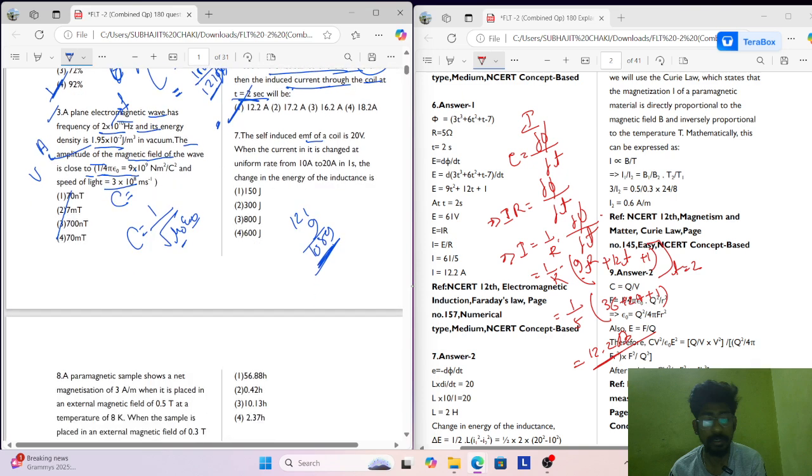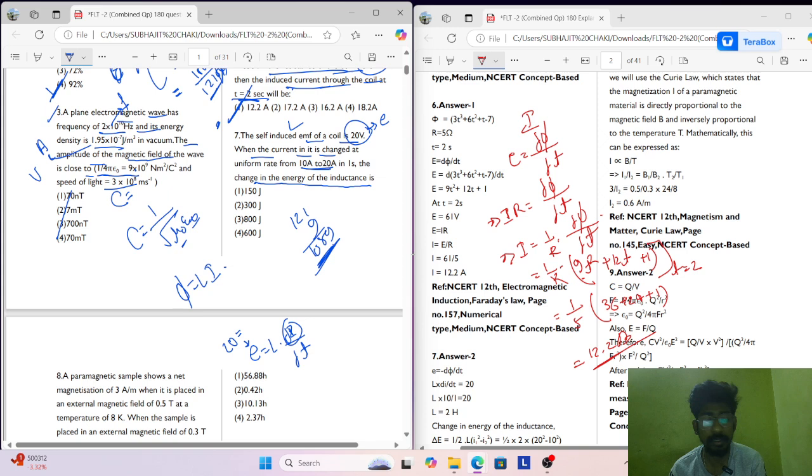The self-induced EMF of a coil is 20 volt. Self-induction means L is there. When the current is changed from this to this, what is the change in the energy of the inductance? We know phi equals L i. From this you can get E equals L di by dt. The value of E is 20, given.